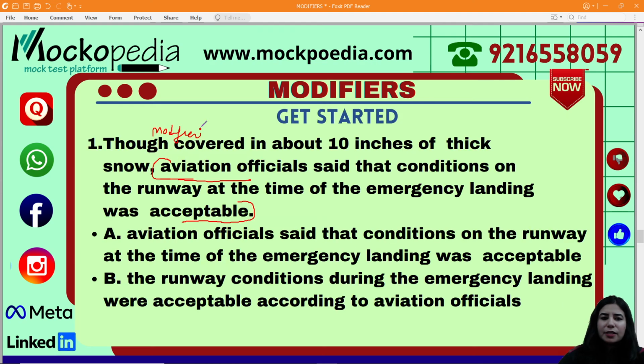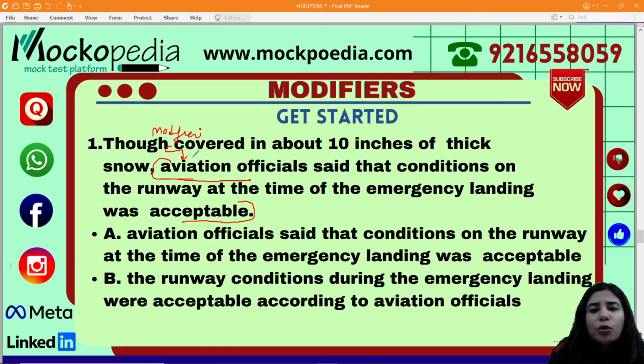So let's come here. "Though covered in about 10 inches of thick snow." So this is the modifier. Now what it is touching is aviation officials. So that's not what the sentence wants to say. So let's read the sentence and understand what the sentence is trying to communicate.